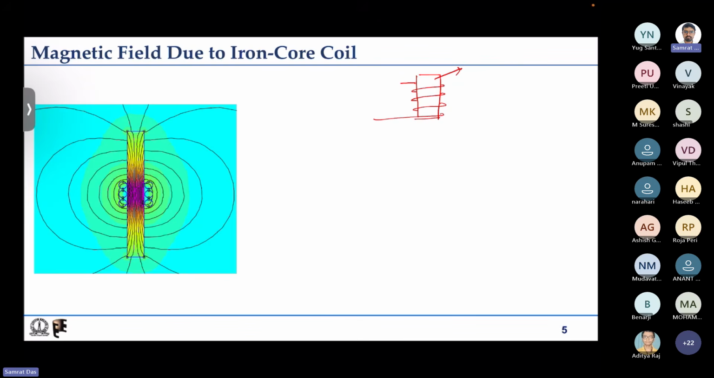You have a bar of ferromagnetic material. This can be iron, cobalt, steel, any kind of ferromagnetic material. And if we wind some coil around it, then you can see that at the middle of the conductors you have quite high flux density.